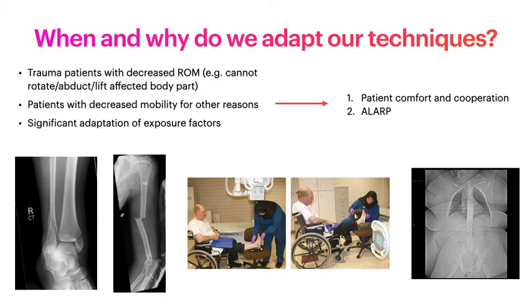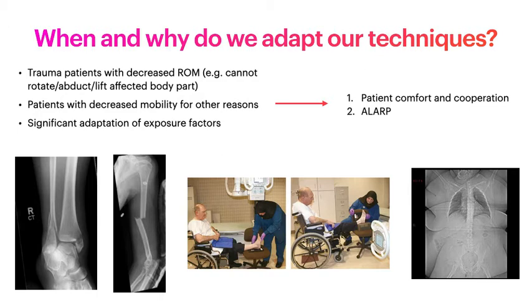But adaptive techniques also include adapting your exposure factors, which is something that not a lot of people realise. So we take our exposure factors down for a small child or a baby, and we increase them significantly for a patient who is quite large. We do this because, first of all, we want our patients to be comfortable and cooperate, and we want to make the process as easy for them and as painless as possible. Because if they've already got an injury or multiple injuries or conditions that they're dealing with, we don't want to exacerbate them any further or cause them any more pain.